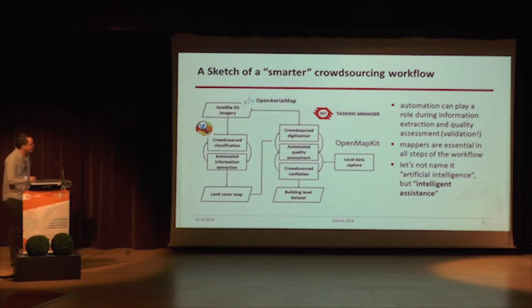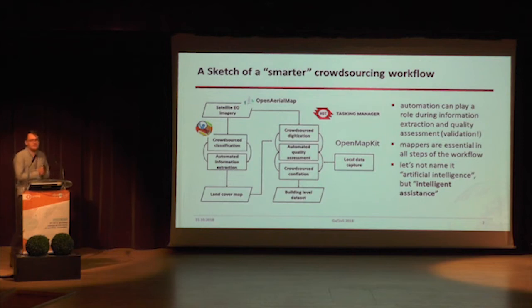We have tools like MapSwipe, that's like a digitizing or simple classification of satellite imagery done by volunteers. We have tools like the Tasking Manager that helps organizations to coordinate mapping efforts together with volunteers. And we have also tools for mapping directly in the field, like OpenMapKit, that are all already used by most of the organizations. And now the big question is how we can introduce AI, machine learning into these existing workflows.